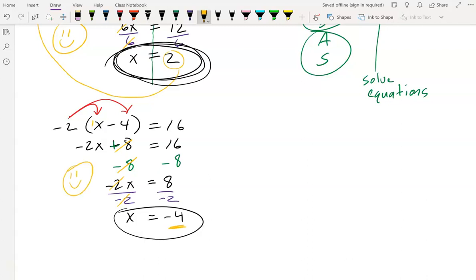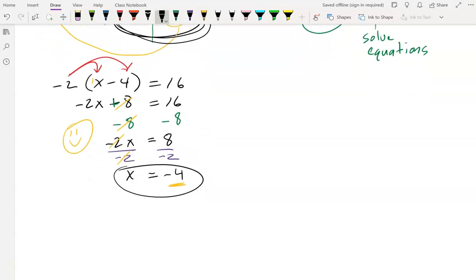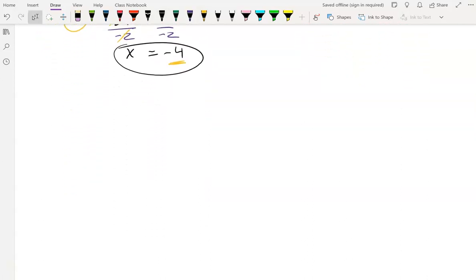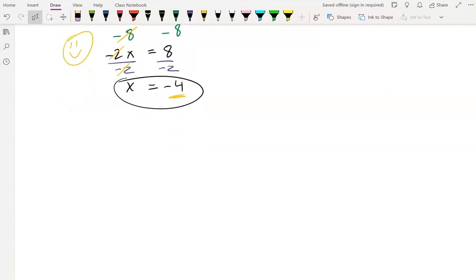All right, let's go on to the next equation then. Now this one's going to look a little bit different as far as the formatting goes, but don't worry. Make sure you write it down. Negative 9 equals 2 multiplied by negative x minus 4.